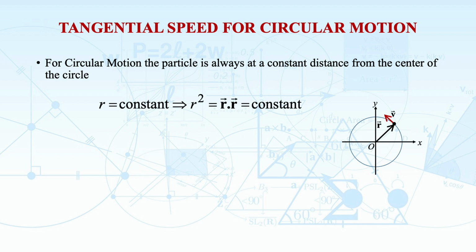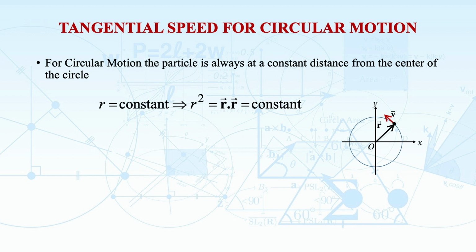We know that for circular motion, the particle is always at a constant distance from the center of the circle. Suppose this distance is r, which is the magnitude of the position vector of the moving particle at any point of time. So r is constant, obviously, because it is circular motion, and r squared is equal to r dot r. You know this from your understanding of dot products or scalar products. So r dot r is a scalar product which is equal to the square of the magnitude of r.